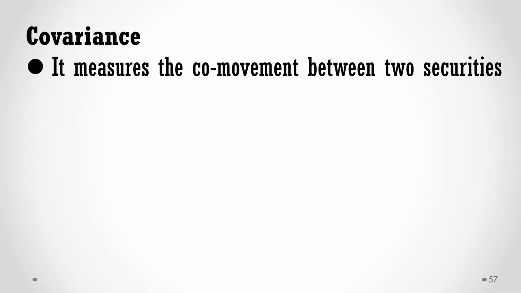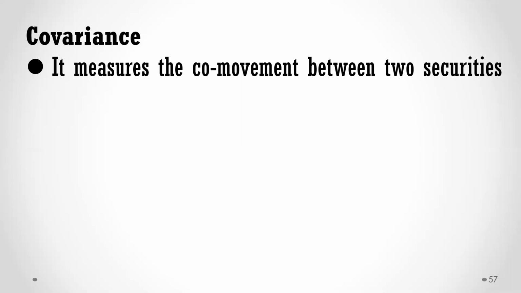In this case, we say that they have the positive covariance. Also, some stocks tend to move in the opposite direction. When one stock increases, another stock decreases. When one stock decreases, another stock increases. So in this case, we say that these two stocks have negative covariance or negative co-movements.